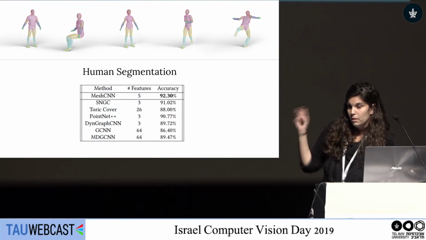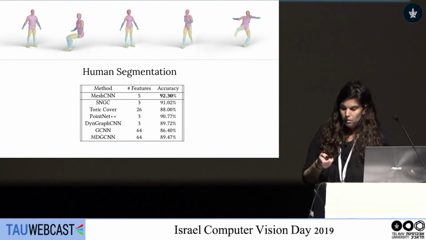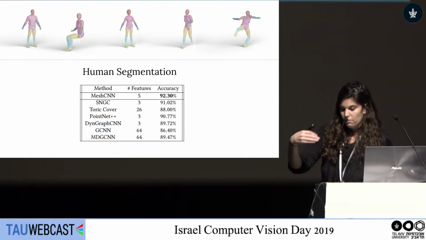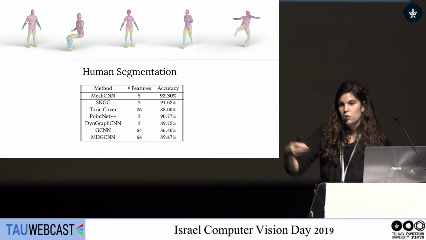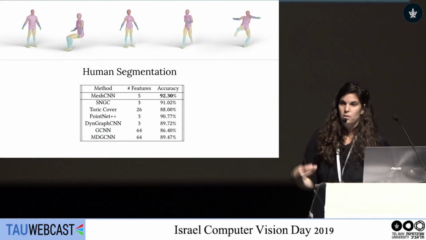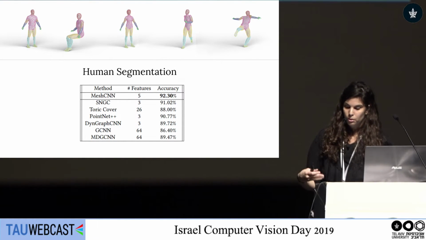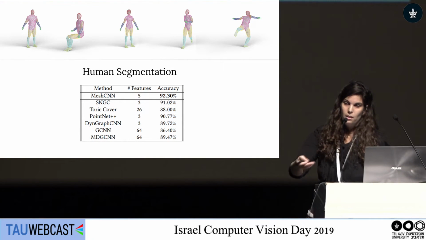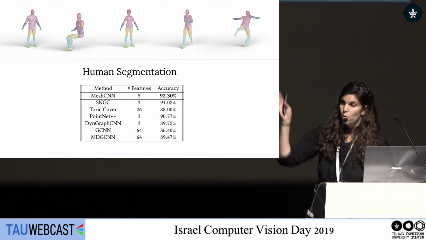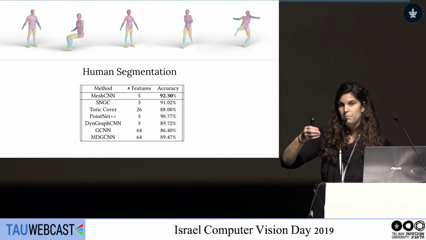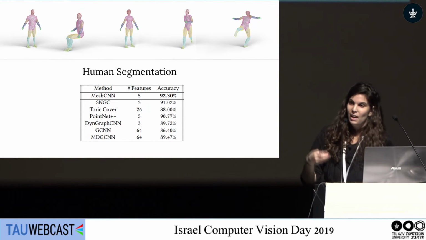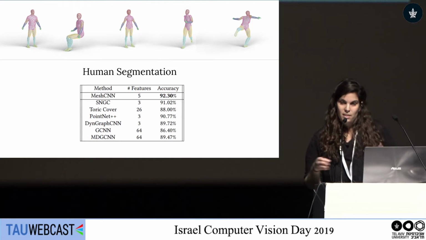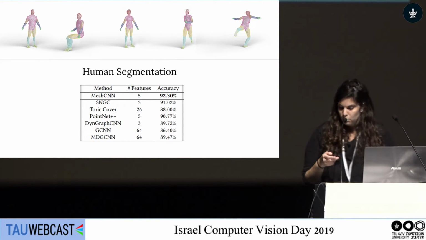So this is a human segmentation benchmark where we trained the network to classify for each edge which of the 8 parts of the human this edge belonged to. So because we're working on edges, we evaluated our accuracy based on edges. The point-based approaches test their accuracy based on points, and the face approaches test their accuracy on faces. So the comparison is a little apples to oranges, but you get the idea.